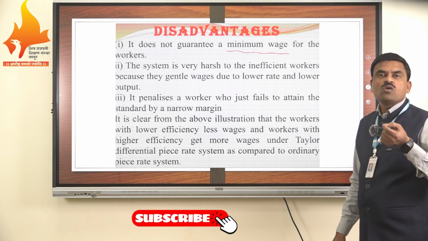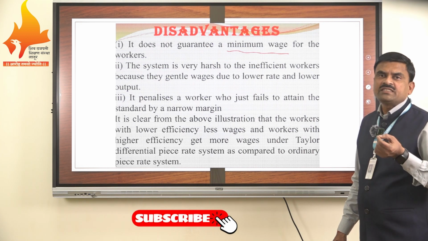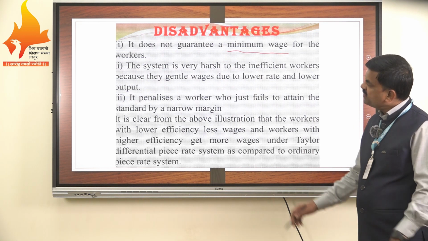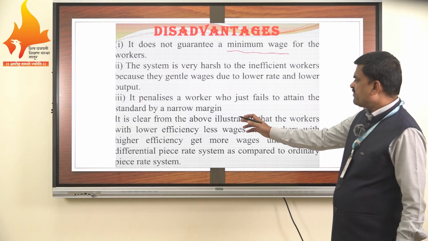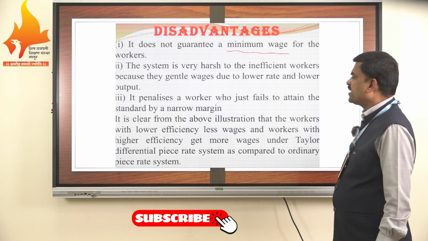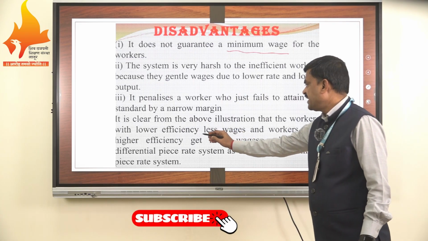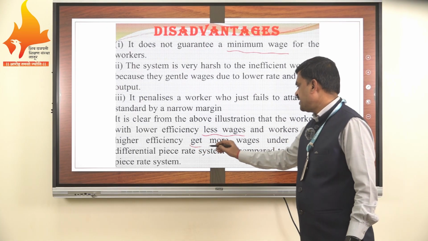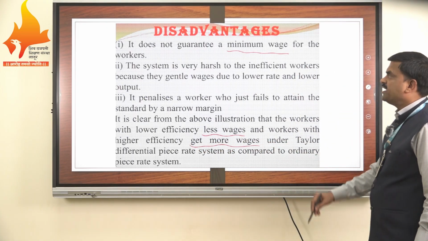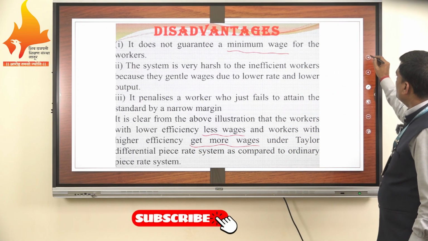If his output is below the standard output by just 1 unit, then he will be given the low piece rate. So it is clear from the above illustration that workers with lower efficiency will get less wages, and workers with higher efficiency will get more wages under Taylor's differential piece rate system.